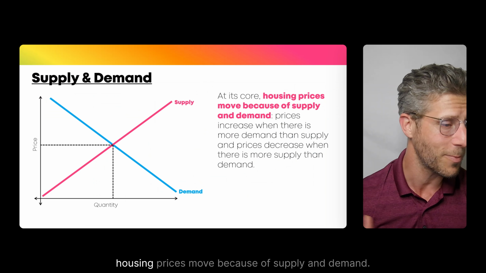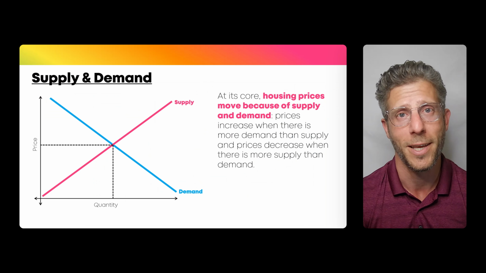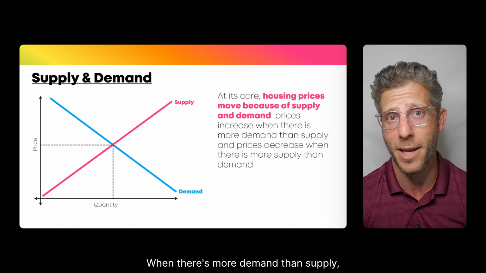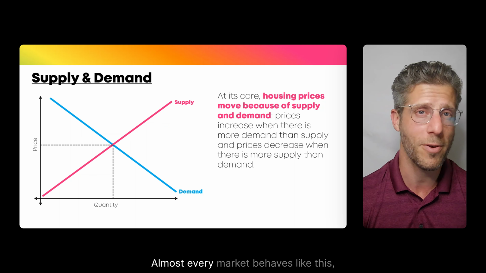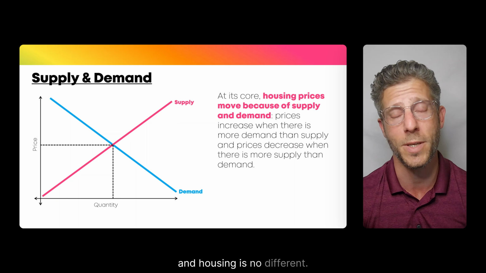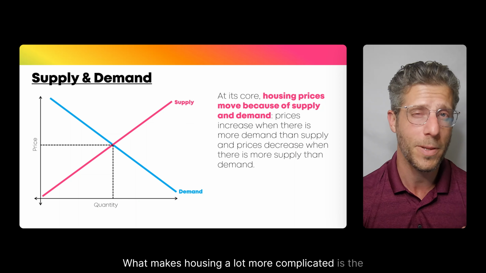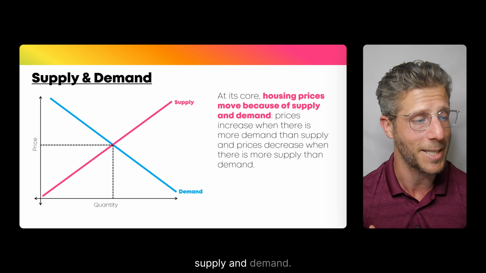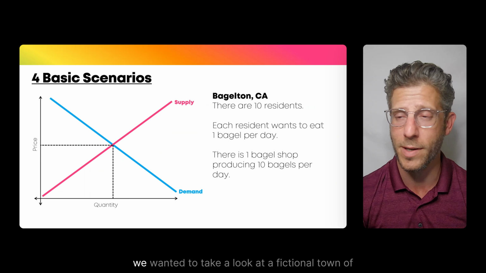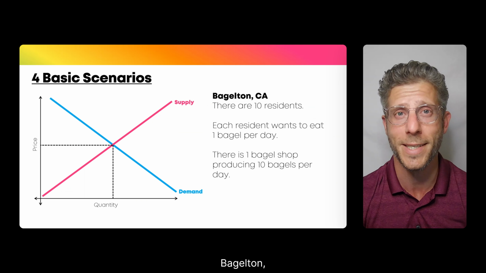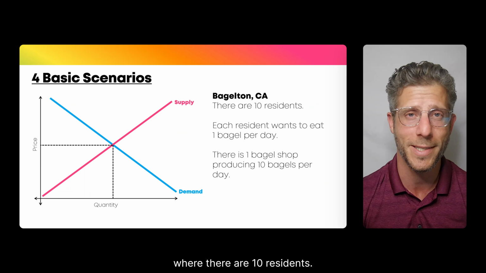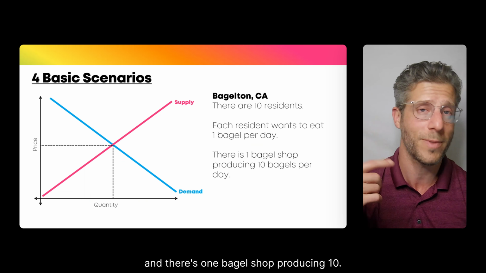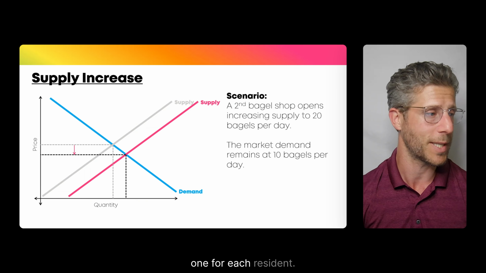At its core, housing prices move because of supply and demand. When there's more supply than demand, prices go down. When there's more demand than supply, prices go up. Almost every market behaves like this, and housing is no different. What makes housing a lot more complicated is the fact that there are so many factors that play into supply and demand. So to walk through this, we wanted to take a look at a fictional town of Bagleton, California, where there are 10 residents. Each resident wants one bagel per day, and there is one bagel shop producing 10 bagels per day, one for each resident.